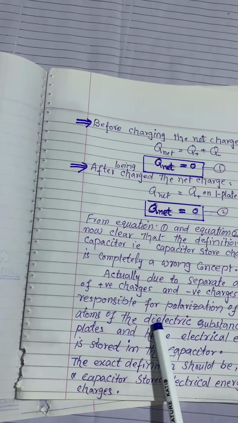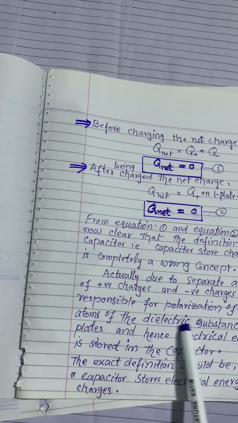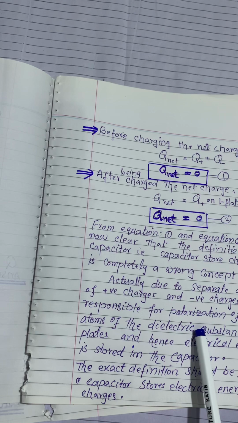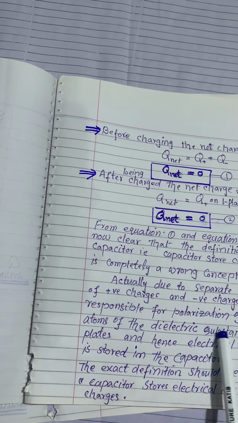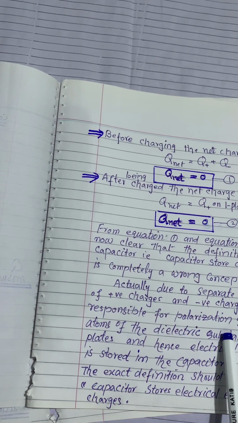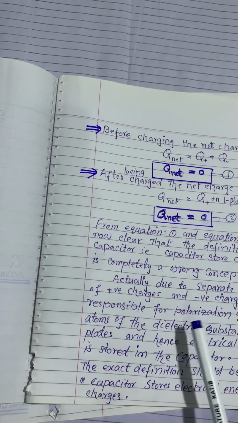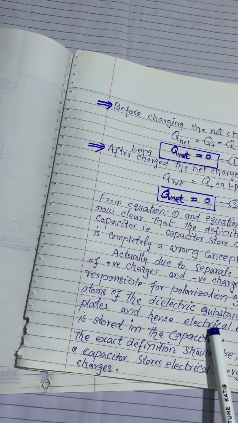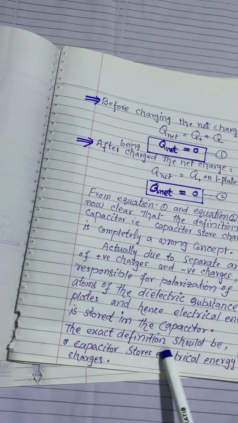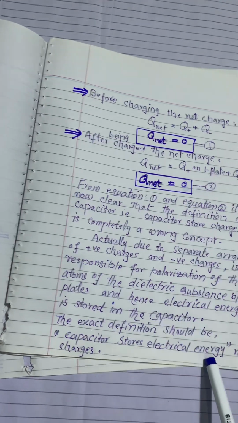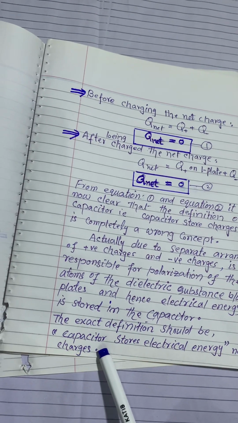Therefore some type of energy will be stored, like elastic energy in rubber. If we stretch rubber, some potential energy is stored in the rubber. Therefore in between the plates of the capacitor energy is stored, which is called electrical energy. Hence electrical energy is stored in the capacitor. The exact definition should be: a capacitor stores electrical energy, not electrical charges.